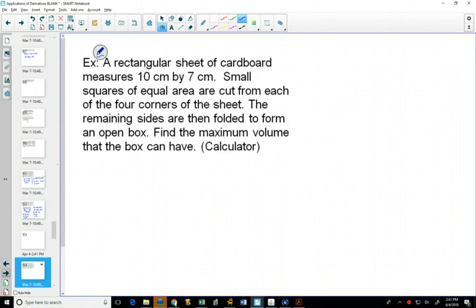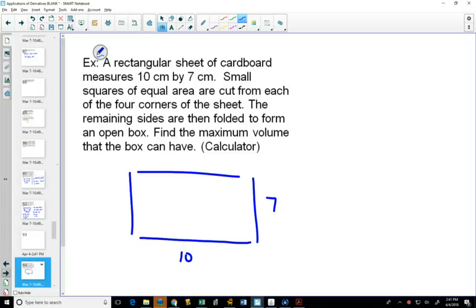Let's do a question from grade 12. You might remember doing this question last year. Rectangular sheet of cardboard, 10 centimeters by 7 centimeters. So here's our cardboard. It's 10 centimeters here, 7 centimeters there. Small squares are cut out of the corners, and we want to find the maximum volume of the box.